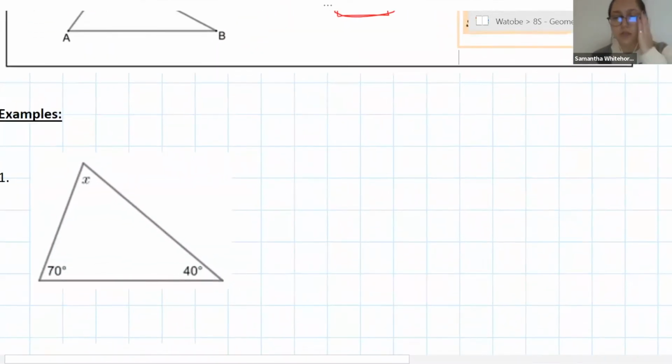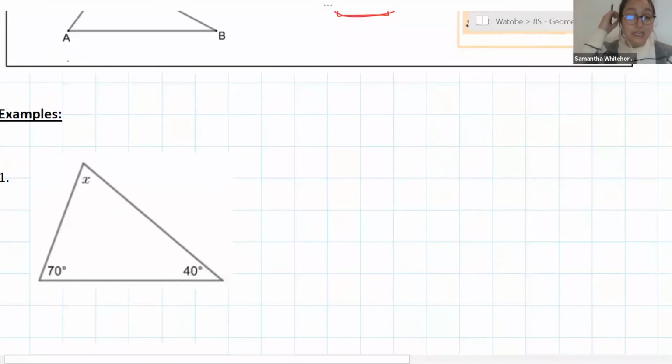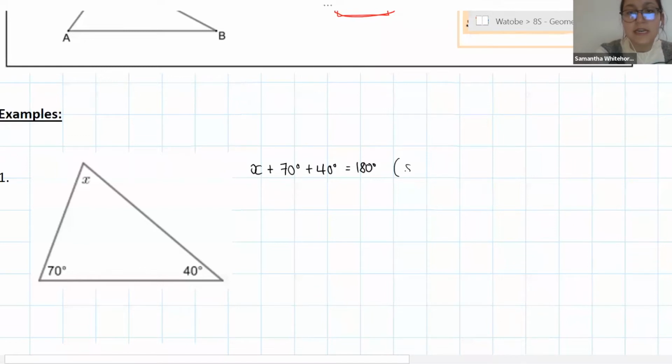I'm going to do this first one with you just so we're all on the same page, and then I'll give you a chance to try by yourselves. Based on what I've just said, we know that if I add all of these angles up, I must get 180 degrees. So x plus 70 plus 40 must give me 180 degrees. Remember, I've made a statement, so I have to give a reason. My reason is: sum of angles in a triangle.